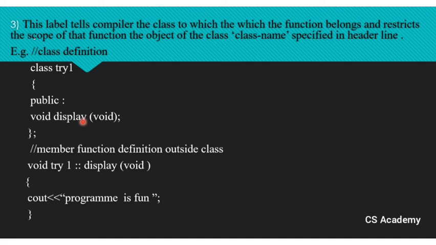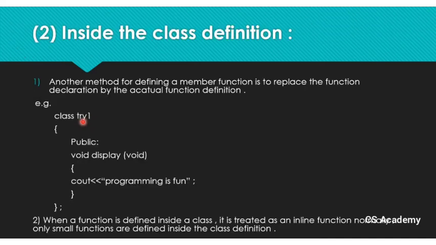So write down this is an example of member function defined outside the class. Okay, so next one. Now we will see the inside the class definition. Another method for defining a member function is to replace the function declaration by the actual function definition.